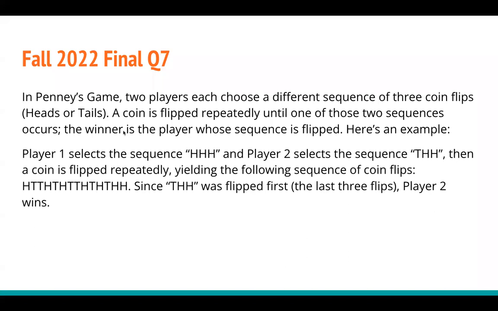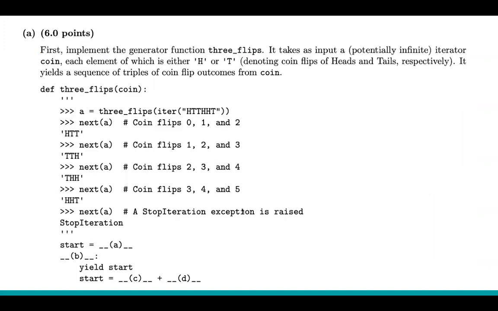Here's an example. Player 1 selects the sequence heads, heads, heads, and player 2 selects the sequence tails, heads, heads. Then a coin is flipped repeatedly, yielding the following sequence of coin flips. Since tails, heads, heads was flipped first, which is also the last 3 flips, player 2 wins.